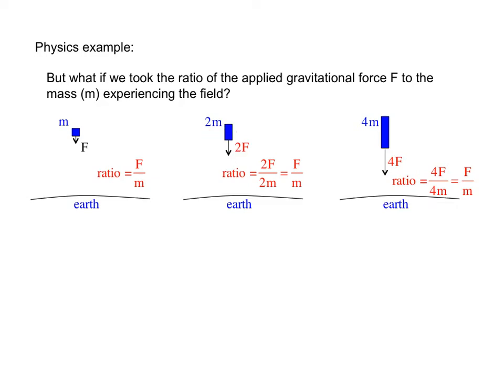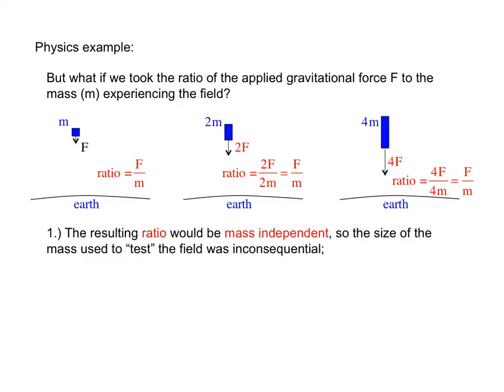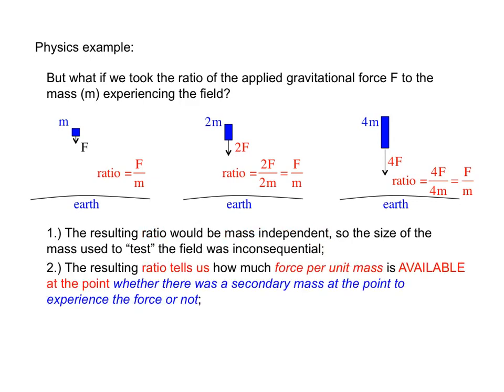It's a mass-independent quantity. It's not independent of the mass of the Earth. The Earth is the field-producing entity. So it is going to be dependent on that, but it's not dependent on the mass that is experiencing the field. So the first of our conclusions is, as I've just said, that the ratio is mass independent. The second of the conclusions is that what we're being told here is the amount of force per unit mass which is available at that point, whether there's a secondary mass at the point to experience the force or not.